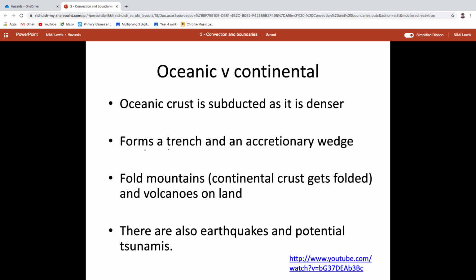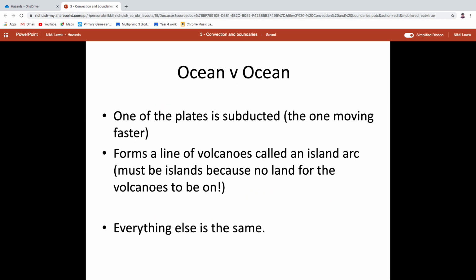All right, so that's them. Oceanic versus oceanic, really there's only one major difference. One major difference. The other one you don't really need to know, and everything else is the same. So the first bullet point is the one that you don't really need to know. I just thought you might be interested.